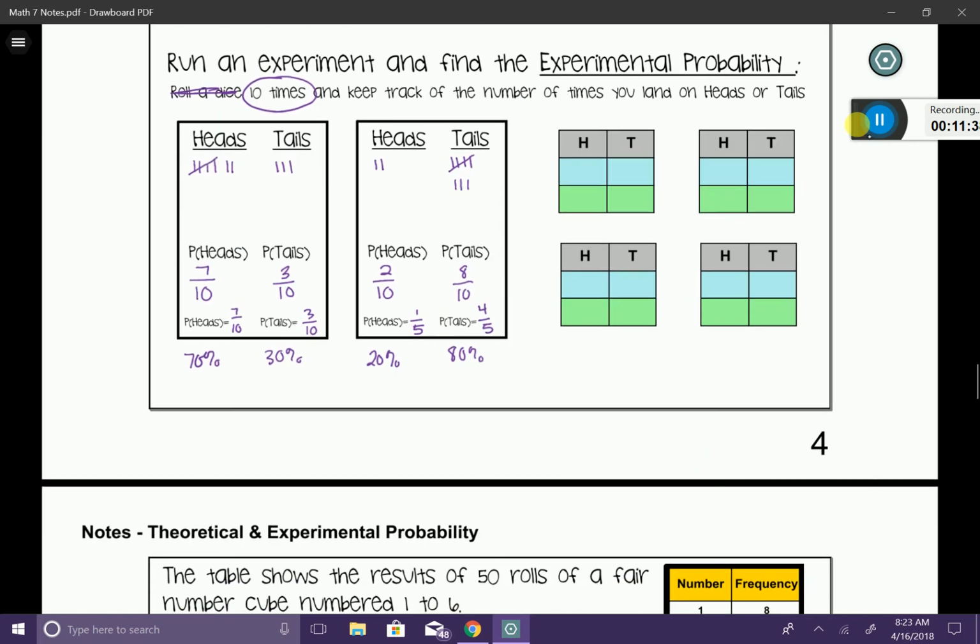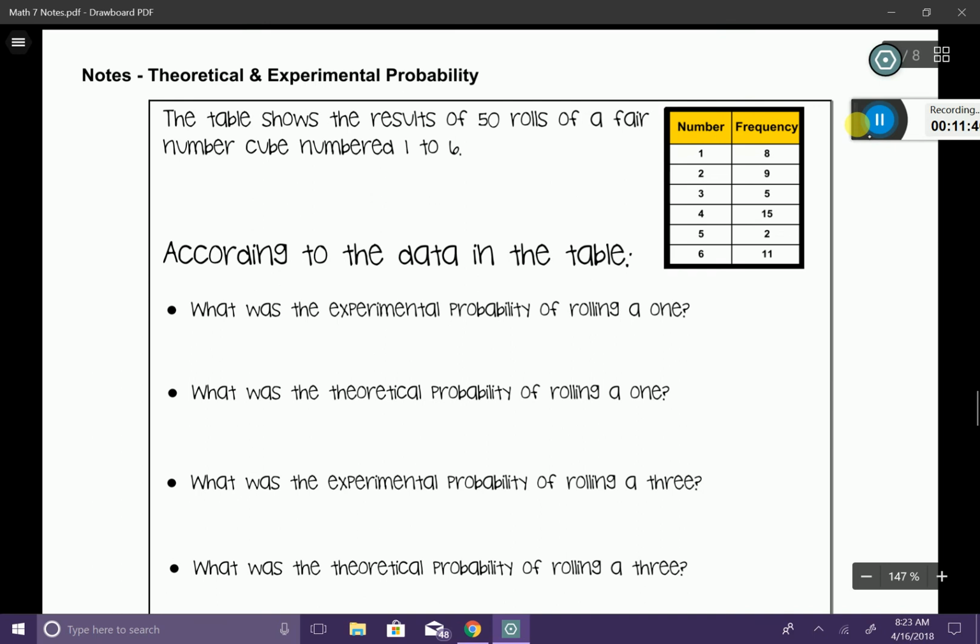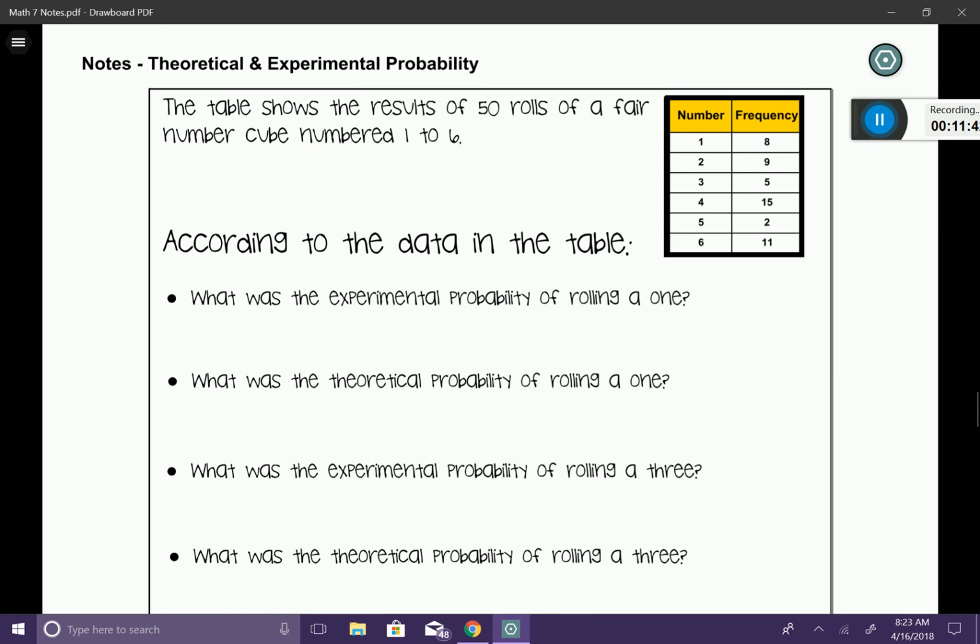Okay, let's go ahead now and actually look at a problem that gives us some information. All right, it says the table shows the result of 50 rolls of a fair number cube, numbered 1 to 6. Remember, a fair number cube is just a dice. We're also given this chart off to the right where it said the number, so the number of the side of the dice, so we have 1 all the way to 6, and then the frequency. Frequency means how often it occurs.